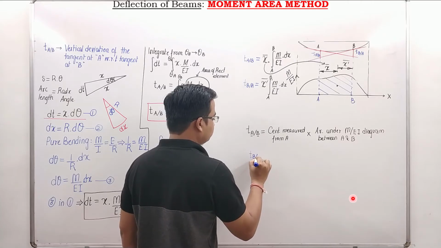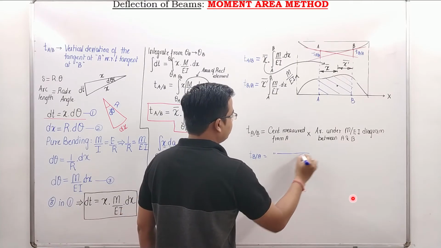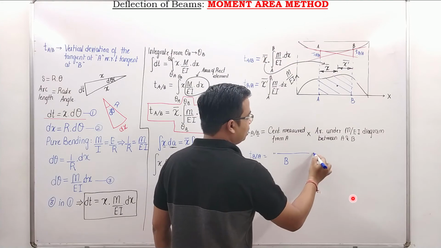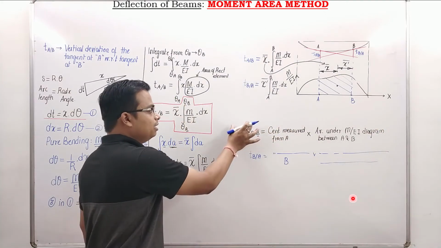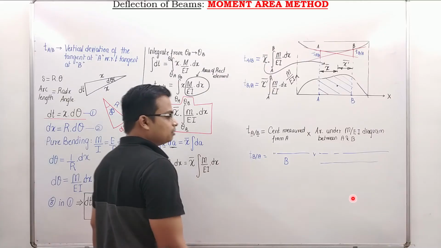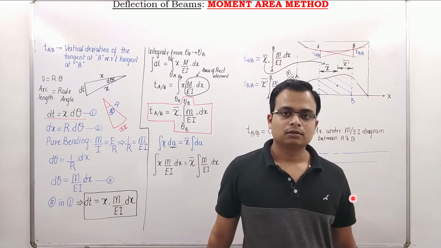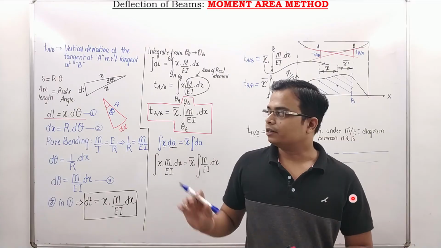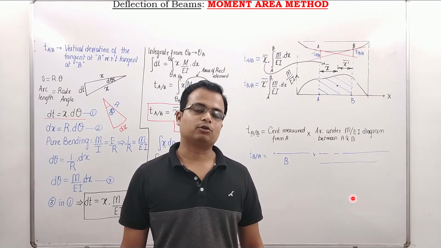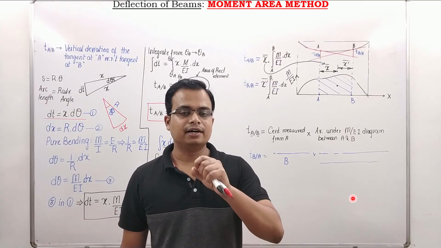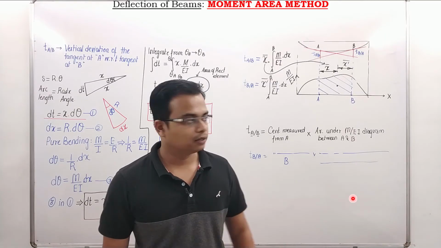And in the same fashion, you can write this. T B to A is equal to centroid measured from B multiplied by the area under the M over EI diagram. Everything is going to remain the same. These two formulas are the juice of what we've learned till now, the entire concept of theorem number 2, which was based on vertical deviation or vertical displacements.